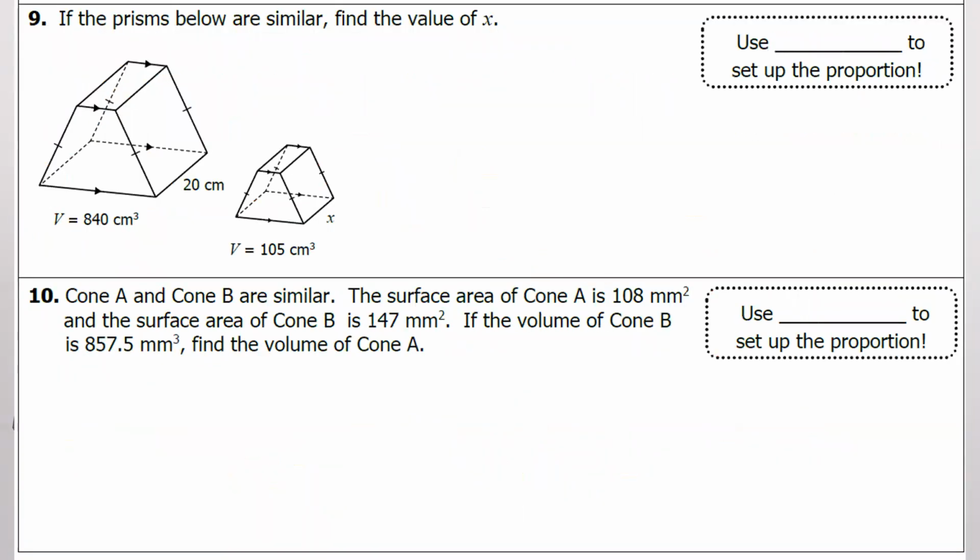Go ahead and try number 9 and try number 10. Be very careful where you put the given information. Try number 9, try number 10. Do that now.